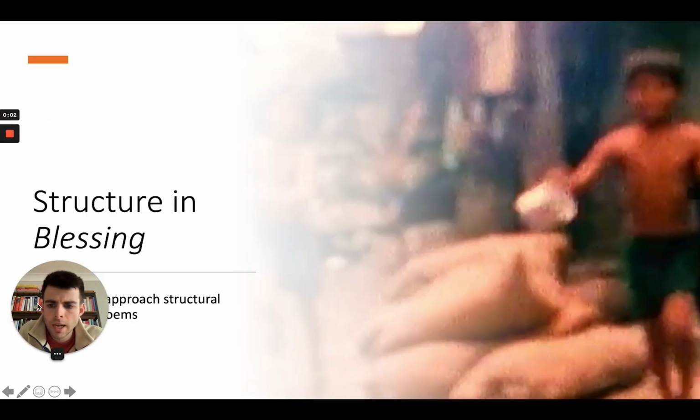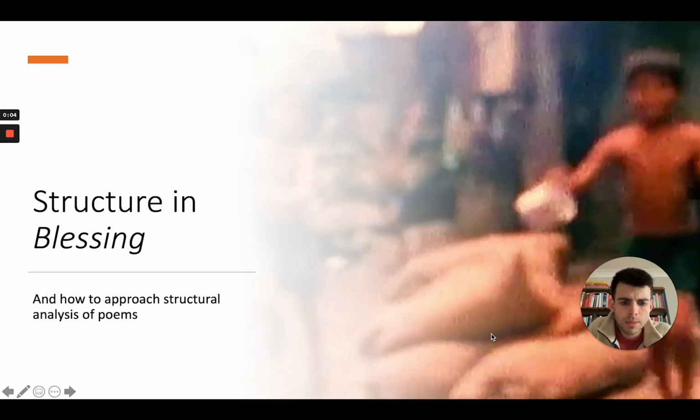Hello. So I'm going to go through some ideas about structure in Blessing with the aim of thinking more generally about how to approach structural analysis in poems, because I think it's very useful to know what kinds of things we are looking for when we're analysing a poem, especially as part of your literature exam, which involves an unseen poem that you have to analyse. And also, what does that look like when we write about it?